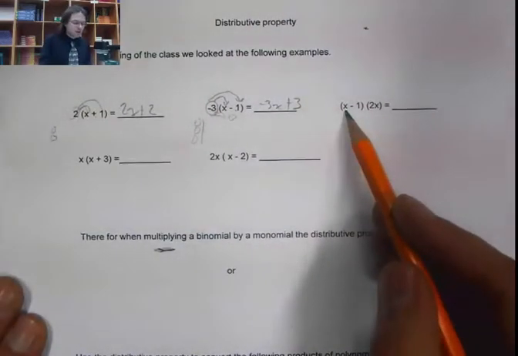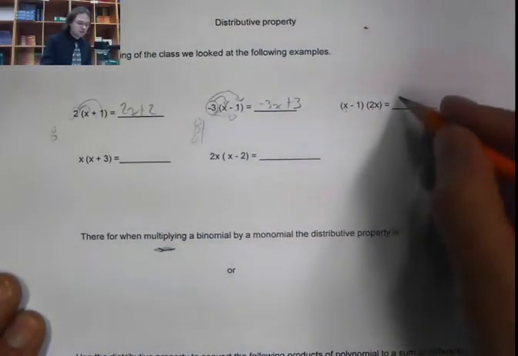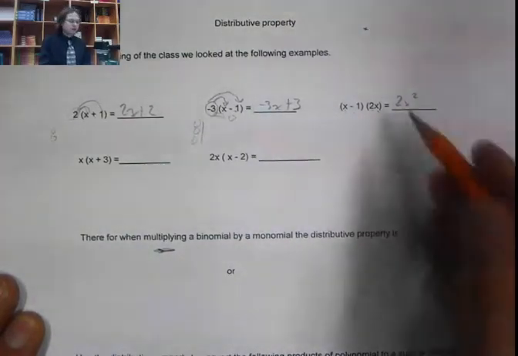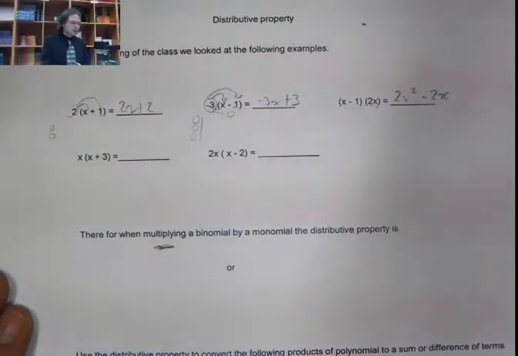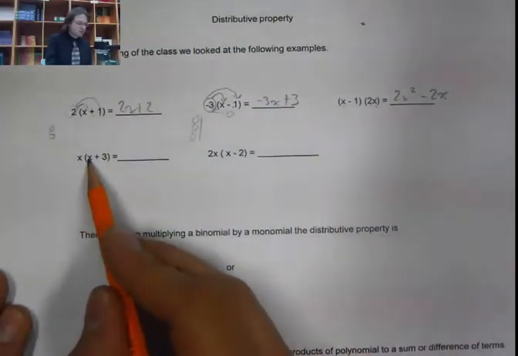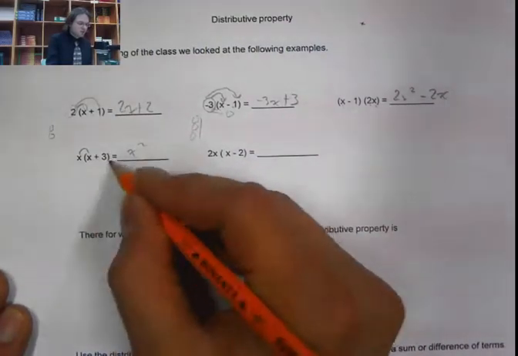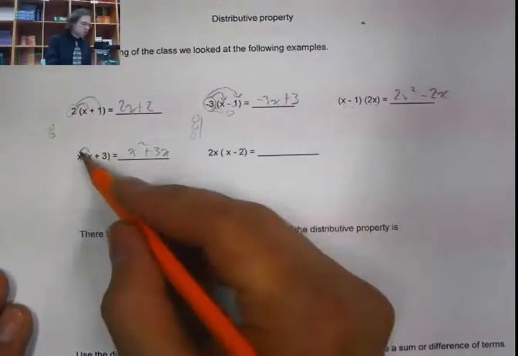Now this next one here, I look at this x must be multiplied by the 2x, so I get 2x squared, and this negative 1 must be multiplied by the 2x, which gives me negative 2x. Okay? Here's one more example. So I have x multiplied by x, which will give me x squared, and then x multiplied by 3 gives me plus 3x. Okay? It must be multiplied by both.